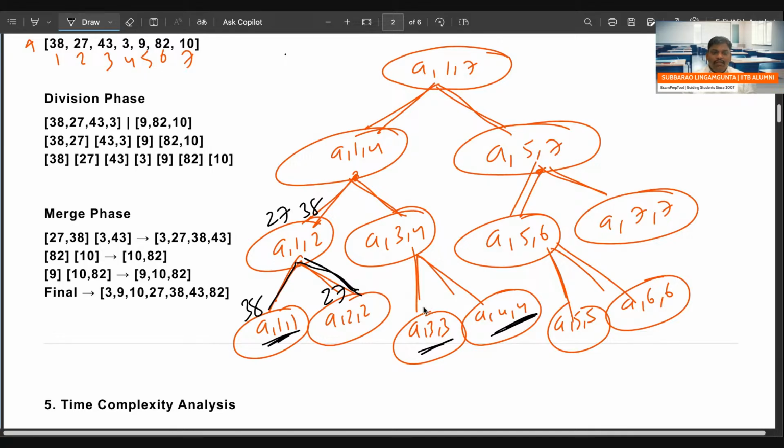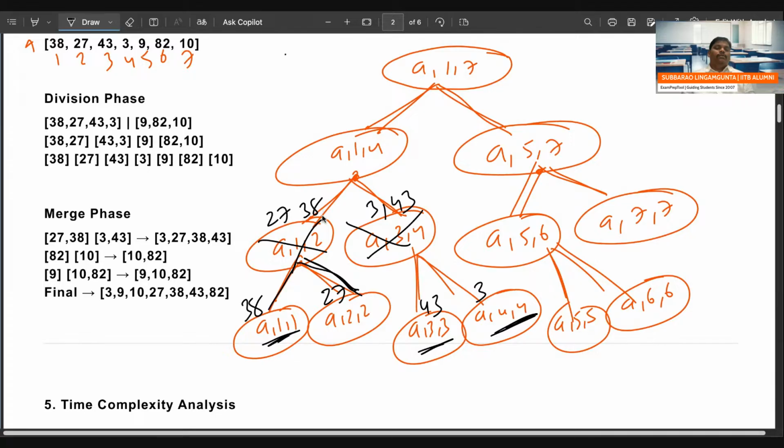Same way here, A3, A4. What is the A3? 43. What is the A4? 3. Combine, right? One element plus one element. It will become two elements in the sorted order: 3 comma 43. So here combine is over. Here also combine is over.